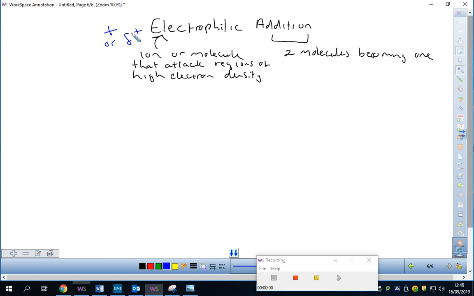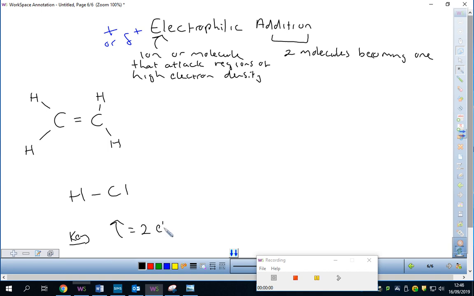So, now that we know what an electrophilic addition reaction is, let's have a go at an example between ethene and hydrogen chloride, HCl. As I mentioned earlier, a vital component of any organic reaction mechanism is a key. And our key for this reaction is that this arrow represents the movement of two electrons. The arrow shows that electrons are moving from somewhere to somewhere else.